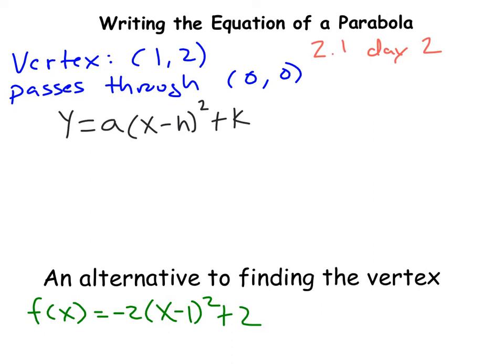So if I were to go through and kind of label all this stuff, 1 and 2, that's my vertex. That's H and K. And for this point, that's X and Y. So Y is 0, A is unknown, X is 0, H is 1, K is 2. And notice with the vertex and one additional point that's on this quadratic, I'm good to go. Good to go in the sense I can solve for A.